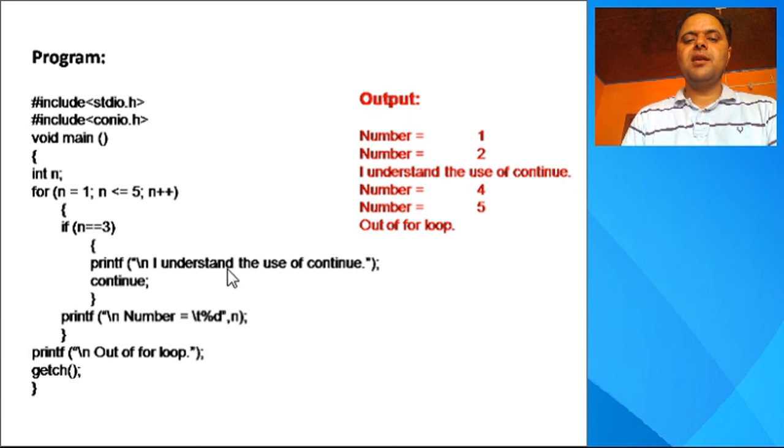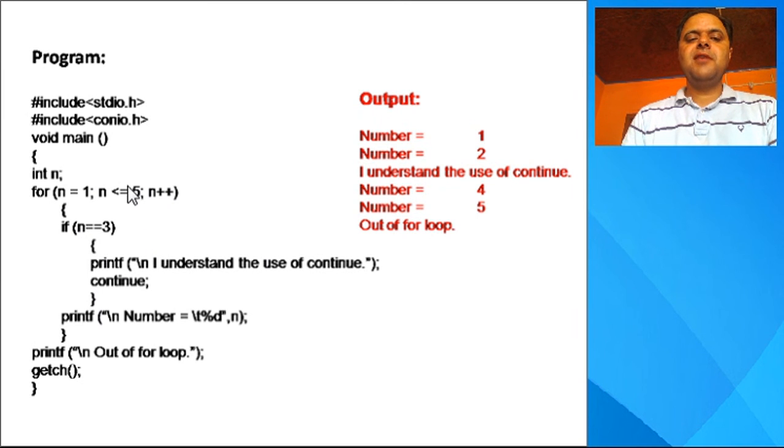This got printed, and continue will skip the next part of the loop, and it will go again, and the value of n becomes 4. Is 4 less than or equal to 5? Yes, true. Is 4 equal to 3? No. So number equal to 4 got printed. Then the value of n becomes 5.